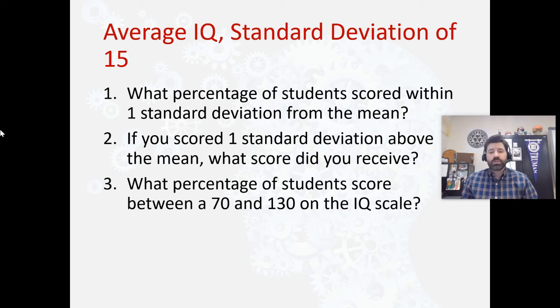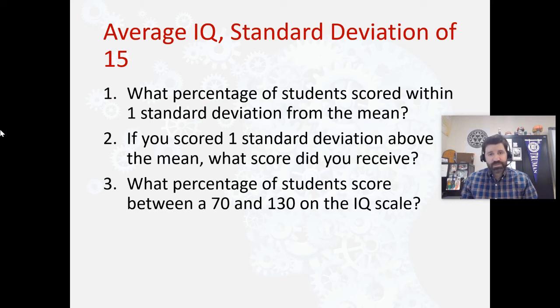If you scored one standard deviation above the mean, what score did you receive? You scored 115, right? We know that the average is 100. And if the standard deviation is 15, you scored one above, you get 115. What percentage of students score between 70 and 130?